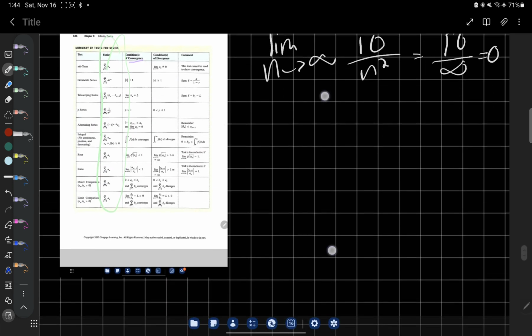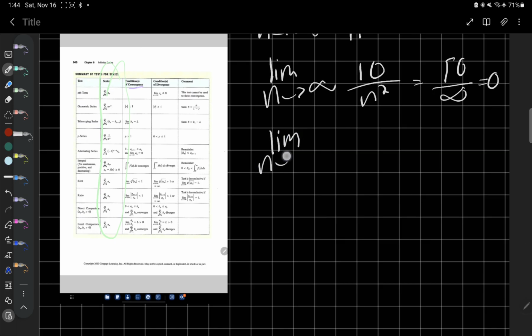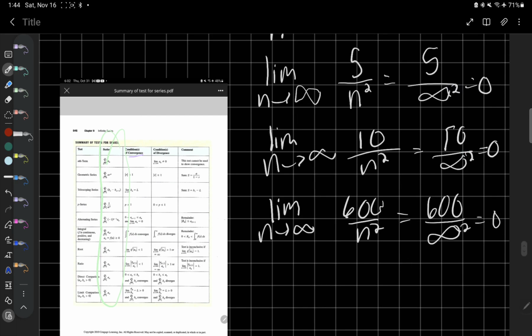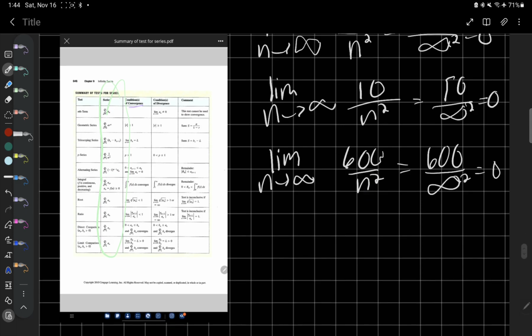Let me just try another time. You know what? I'm going to put like 600. Then 600 over infinity squared. Sorry, squared, I should have put that. My bad. Equals 0. So this means it doesn't matter what I put as the numerator. When a constant is over infinity, it equals 0. So does the constant really matter? No, it does not.